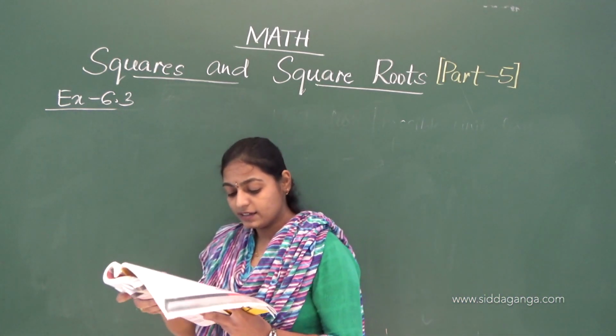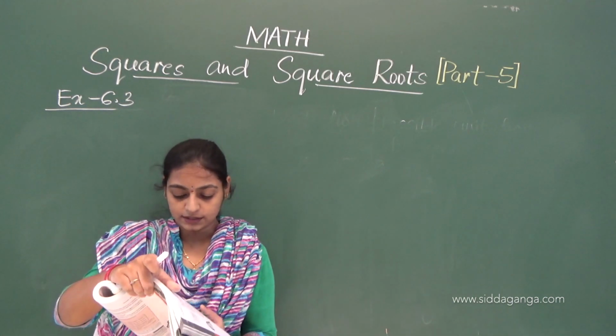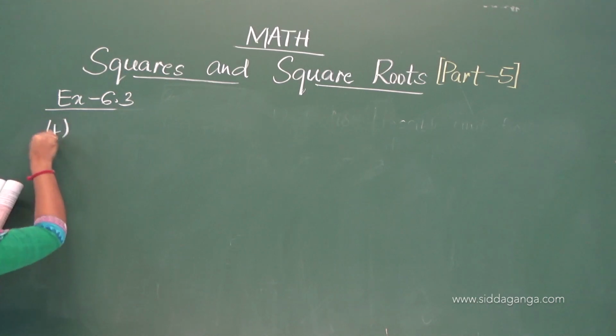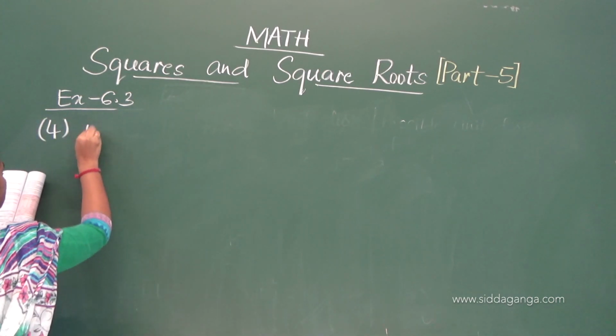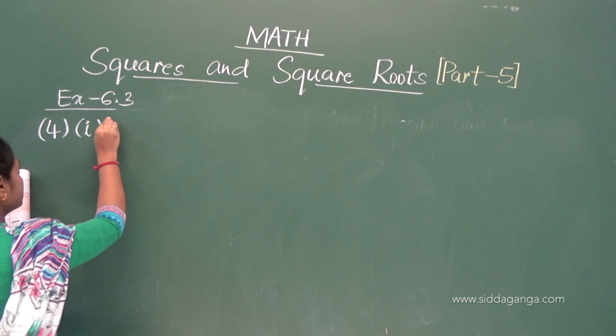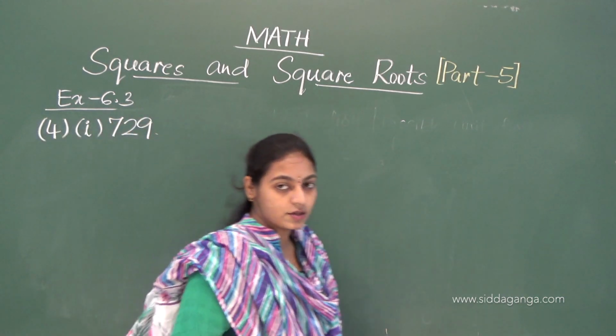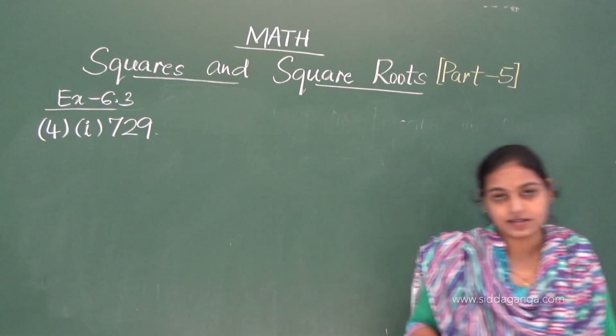Next main, find the square roots of the following numbers by the prime factorization method. Fourth main, first one, 729. Find the square roots of the following by prime factorization method.